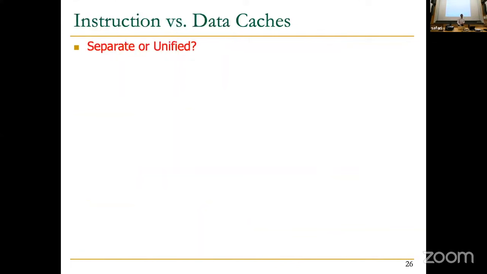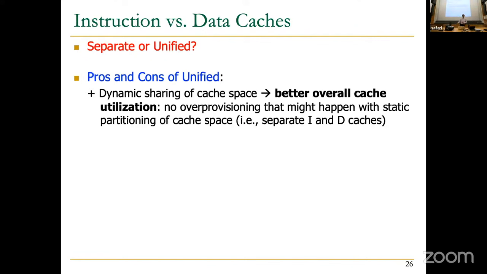Okay, let me give you one more design decision, and we'll take a break. So there are a lot of other design decisions, instruction versus data caches, for example. Do you keep them separate or unified? Do you have both instruction and data in the cache at the same time? Well, if you have them unified, let's take a look at their pros and cons. The big pro is you dynamically share the cache space between two different types of data, instructions and data. You get better overall cache utilization, meaning there's no over provisioning that might happen if you actually partition the cache into instruction versus data.